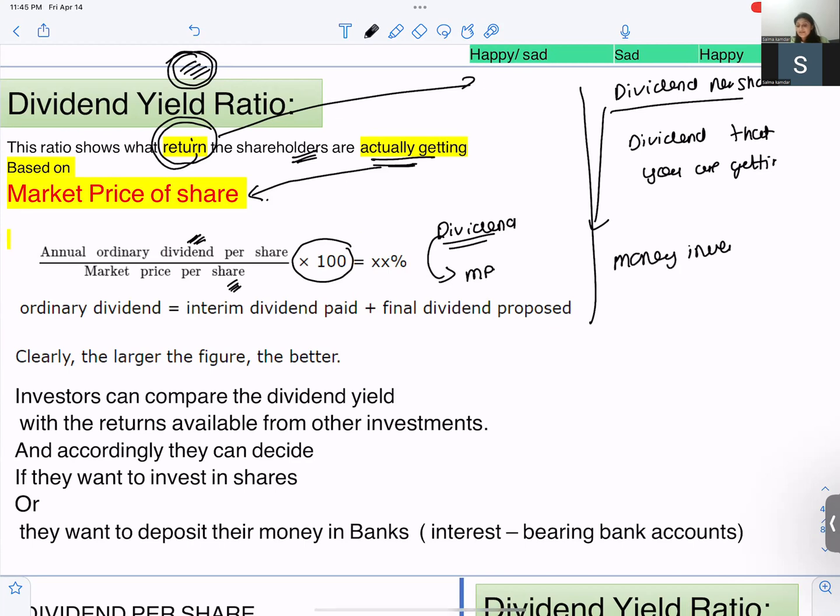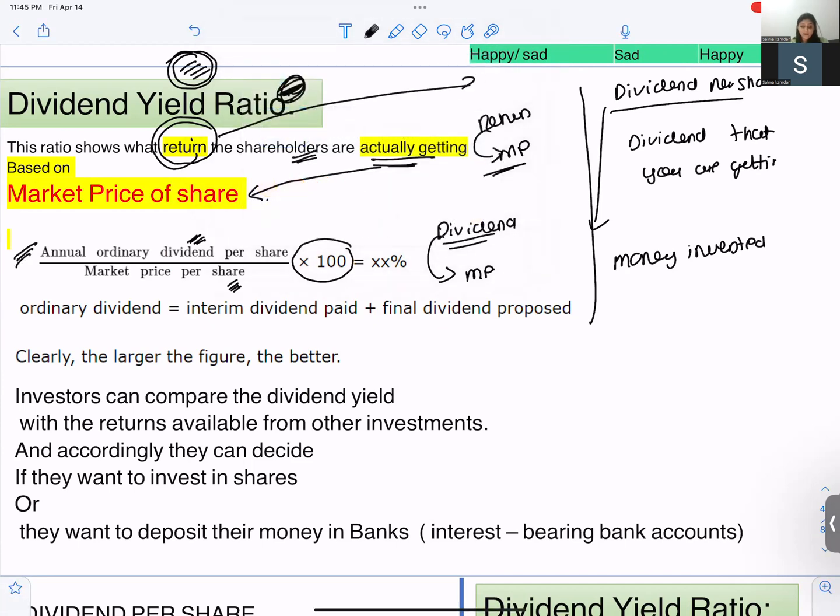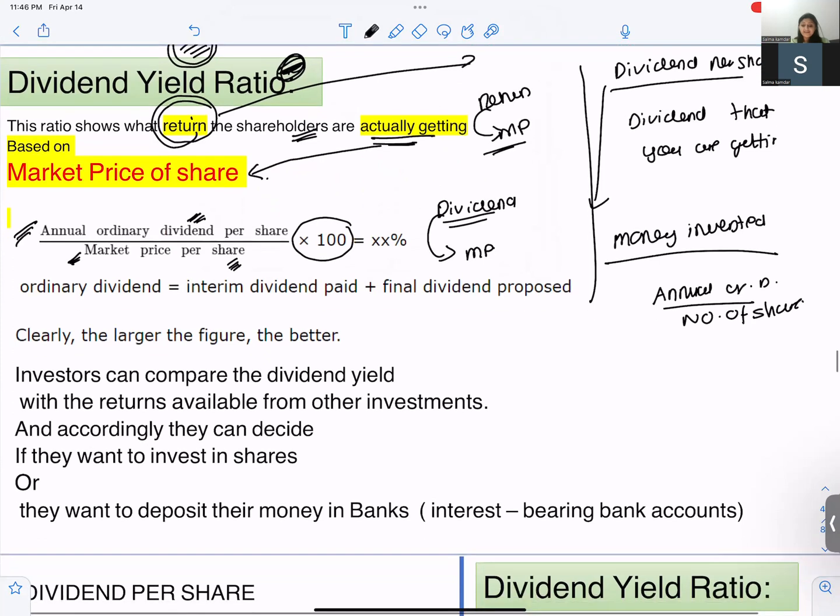So the shareholders will want to know the dividend yield ratio, where they see the returns in comparison to the market price of the share. So the dividend yield ratio is annual ordinary dividend divided by the market price of the share into 100, and dividend per share is annual ordinary dividend divided by the number of shares that you have issued.